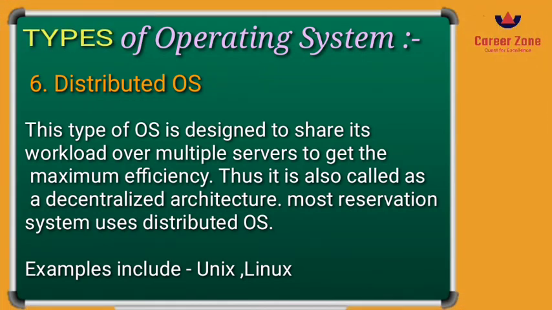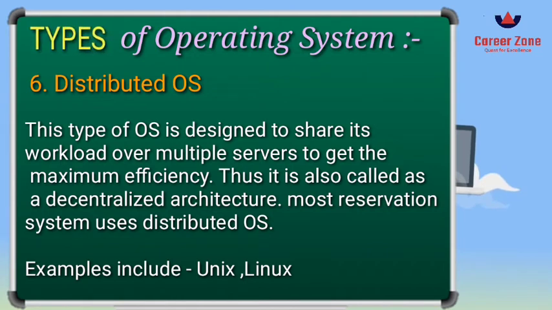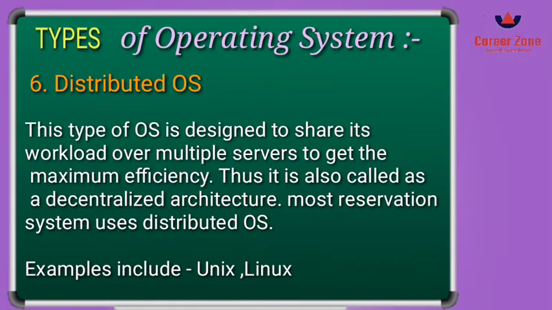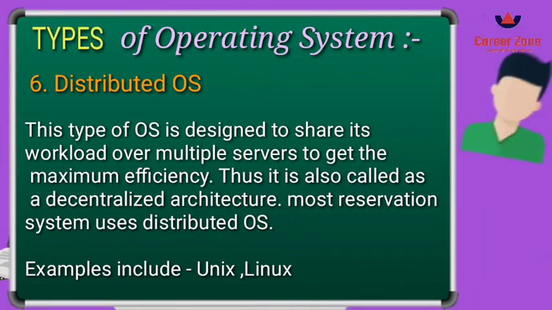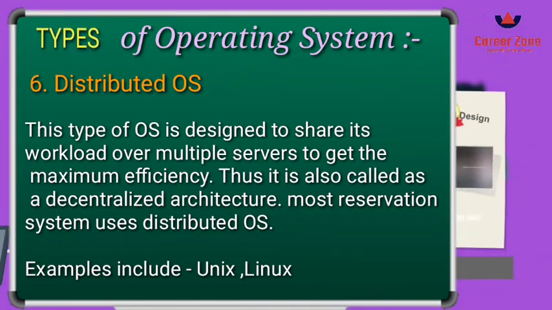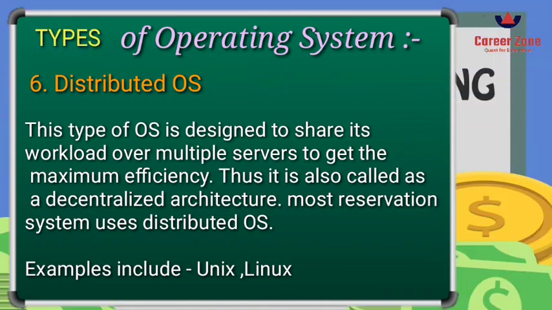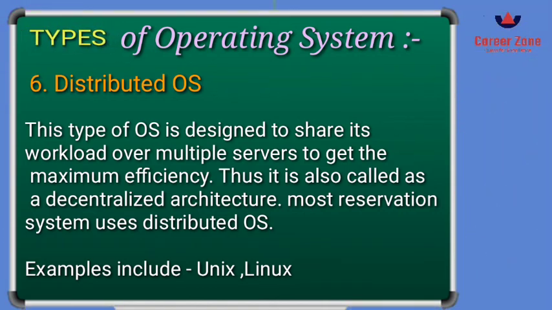to get the maximum efficiency, because one server will not be capable of handling so many requests from different parts of the world, right? So in a reservation system, when people all over the world are booking tickets, there need to be multiple servers where the workload can be shared so that the task can be efficiently performed, and the output should be given to each user very easily and fast in less time. So examples of distributed operating system can be Unix, Linux.